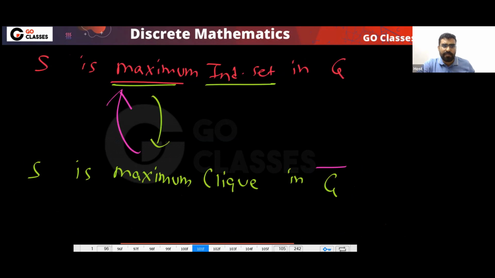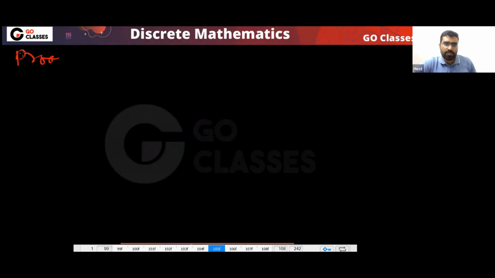So this is the final conclusion. If S is the maximum independent set in G, then it will be the maximum clique in G complement. And if S is the maximum clique in G complement, then it will become the maximum independent set in G. Is this concept clear? Please tell me. I'm telling you the proof again.